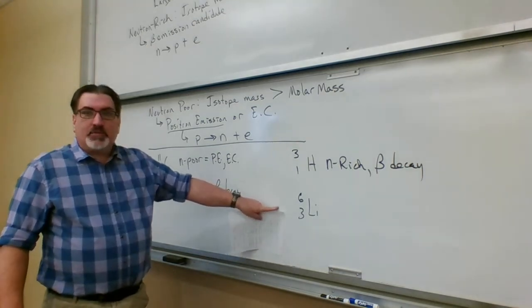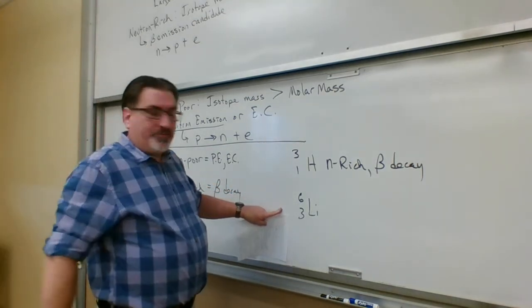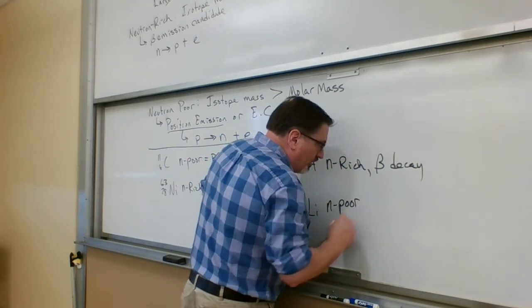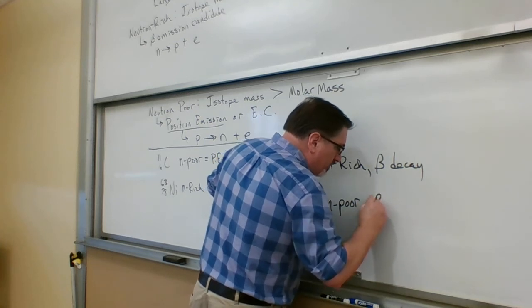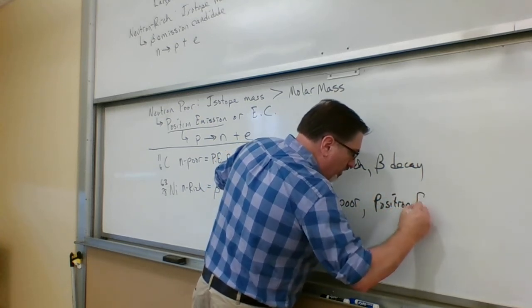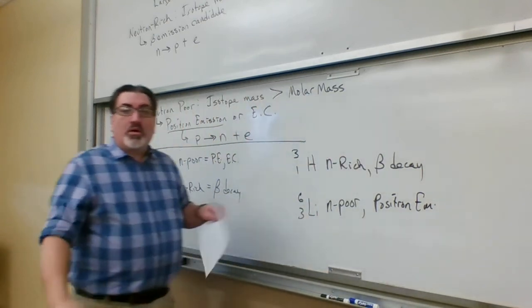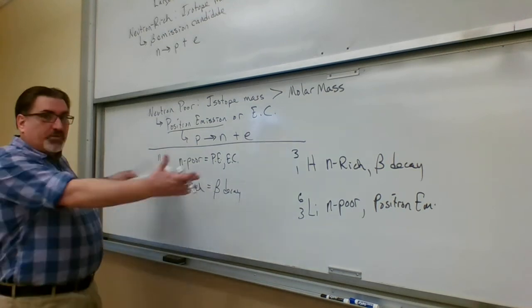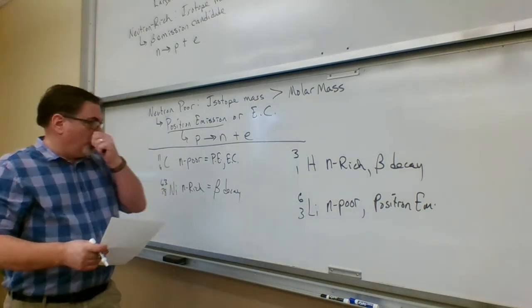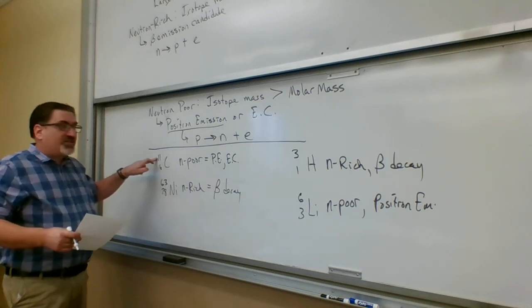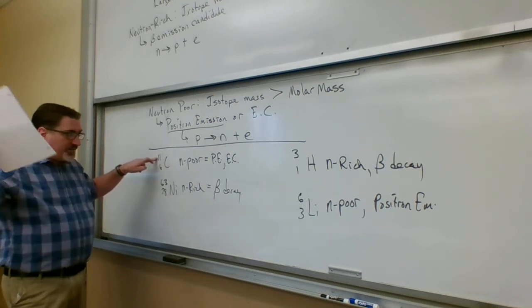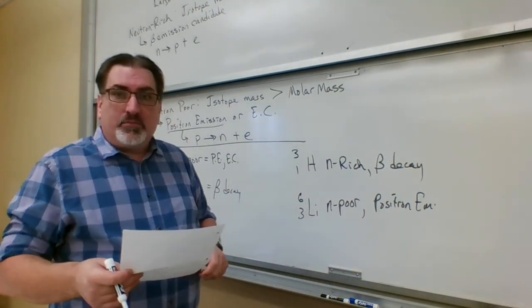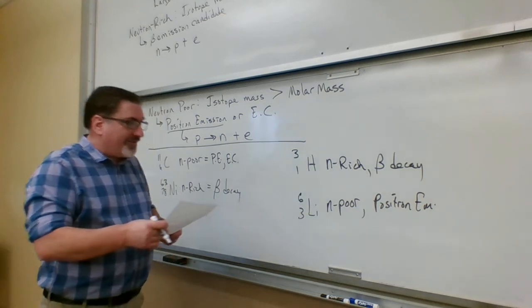Lithium-6. On the periodic table, the mass of lithium is about 7. So this has a lower mass, so this is neutron poor. So we would expect positron emission or electron capture, either one for those. Okay? So make sure you can work those out. Multiple choice questions write themselves, right? So assign whether it's got a mass that's too high or too low compared to the periodic table mass, decide if it's neutron rich or poor because of that, and then decide which decay cycle it would likely follow, and go from there.